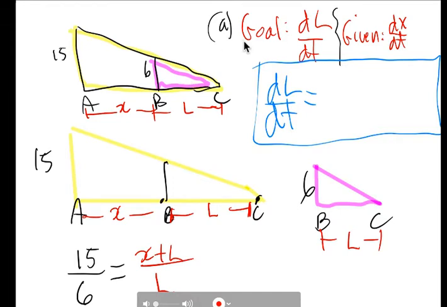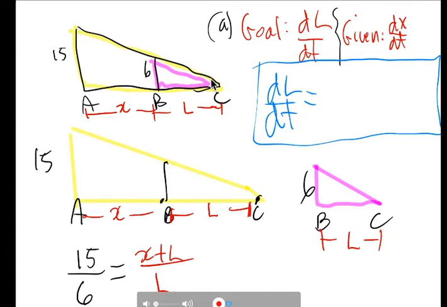So the first part, A, is we want to figure out by what rate the length of the shadow is lengthening. And so that's our goal. So our goal is dL by dt. Oh, by the way, I use this 5-phase process for related rates problem solving. The first phase is to draw your diagrams, label some variables, and identify any constants in the question. So that's what I've done here.